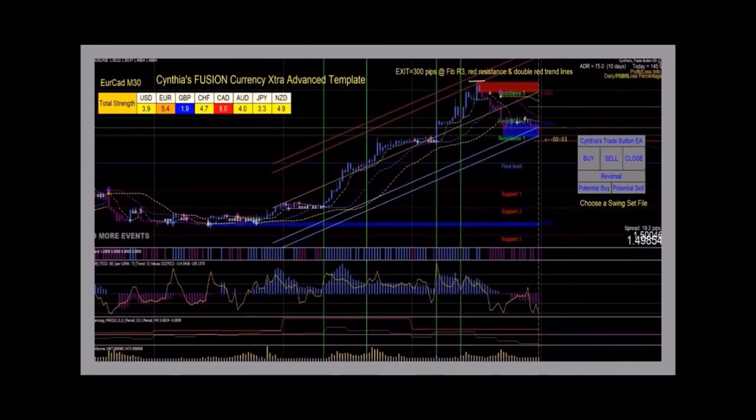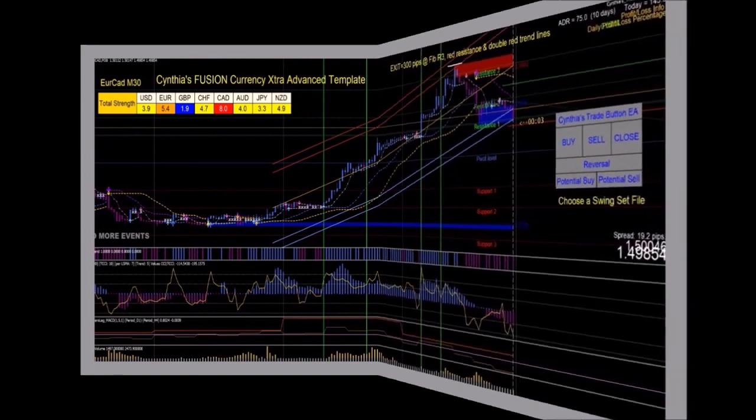And of course, it has my trade button, and it has set files for the currencies as well as the CFDs. So if you want to trade any of the CFDs like gold or US 30 or US 500 or the Japan index or the DAX, this trade button in the extra advanced template has the set files for the indices or the CFDs. Makes trading really easy and emotionless.